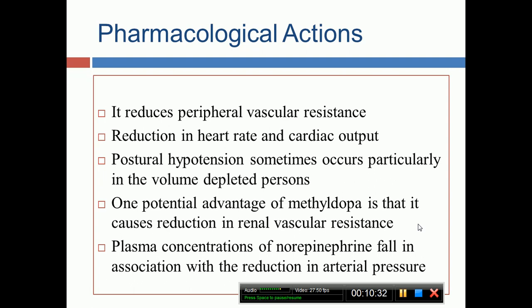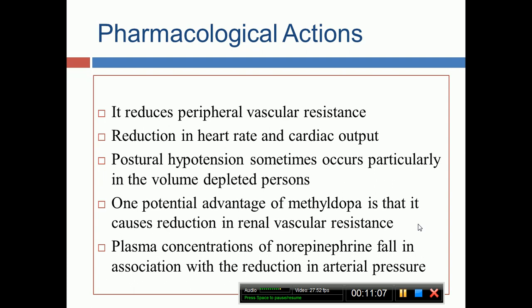Postural hypotension is the lowering of blood pressure when you change your posture. For example, if you are lying down, then you just stand up and you feel dizzy. This is due to shift of blood volume to the lower part of the body. So this is called postural hypotension. So this drug can cause postural hypotension.